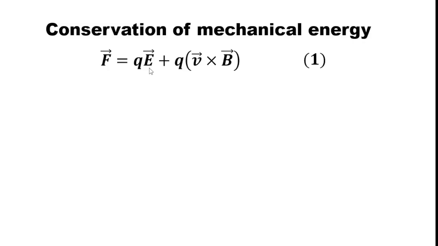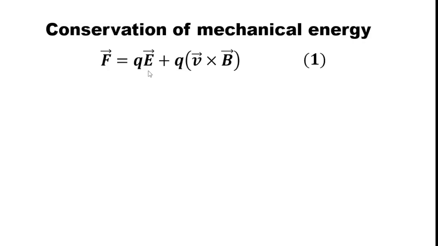The electric field and the magnetic field vectors both are time independent, they are static. In this tutorial, our aim is to prove that the total mechanical energy of a moving charged particle in static electric and magnetic fields remains constant.